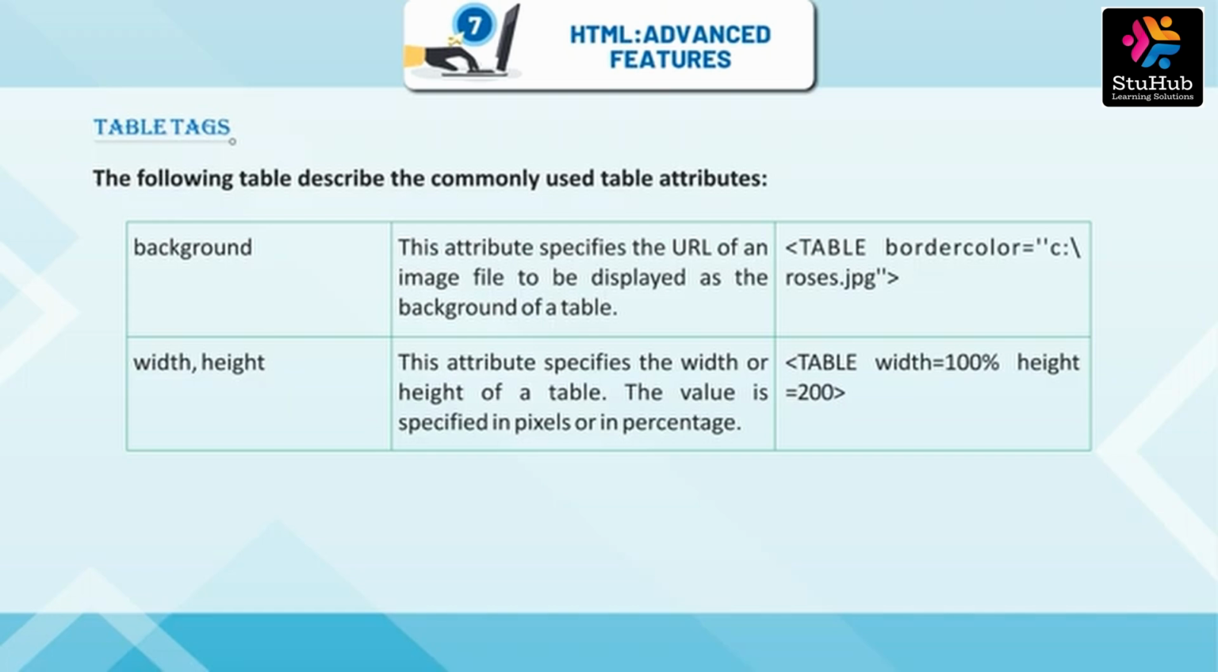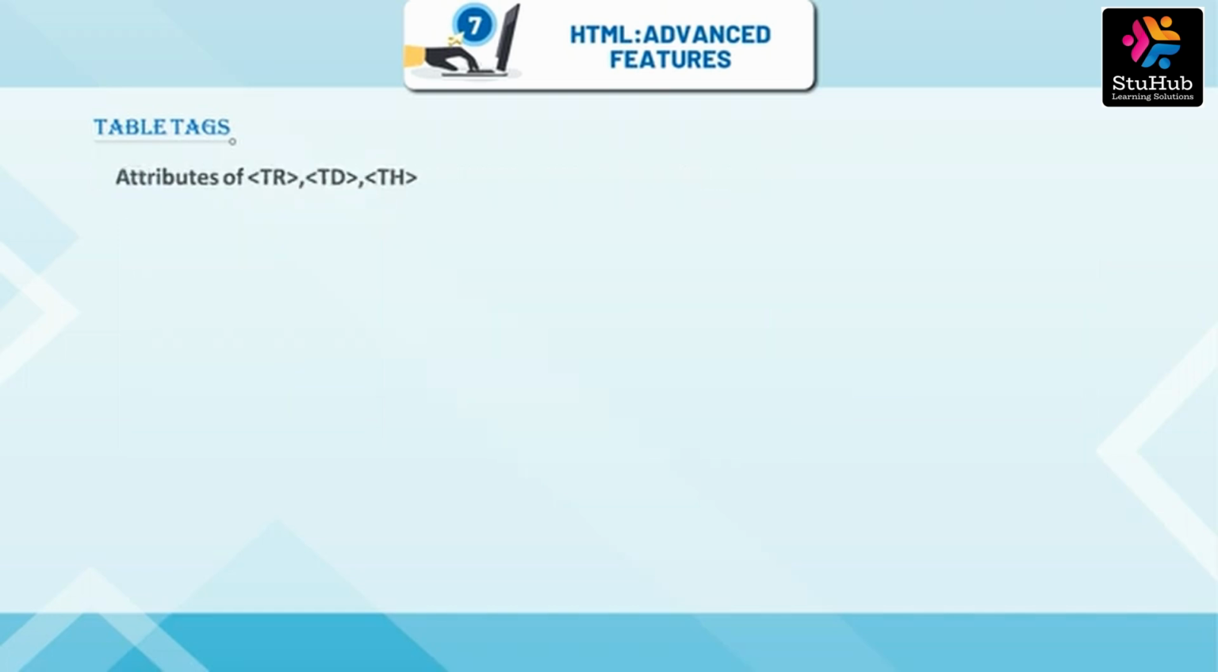Width, height tag. This attribute specifies the width or height of a table. The value is specified in pixels or in percentage. Open table tag, width is equal to 100%, height is equal to 200.